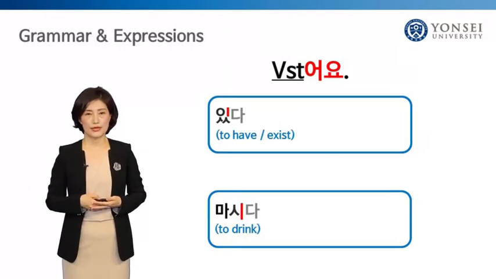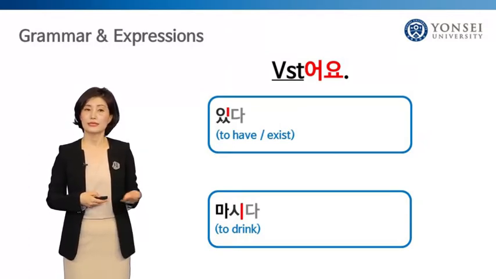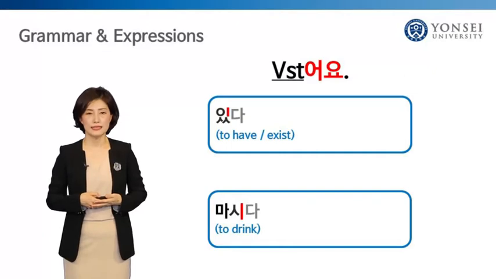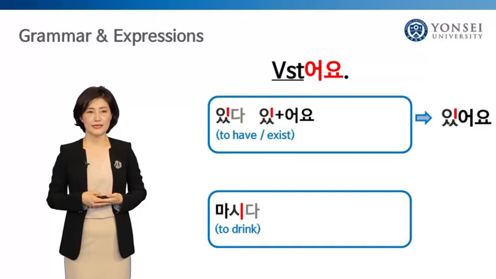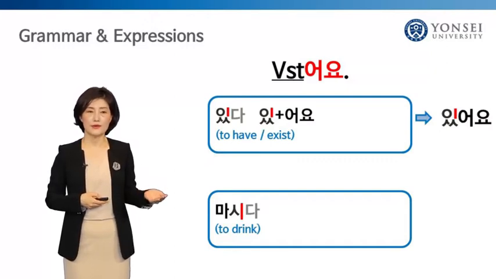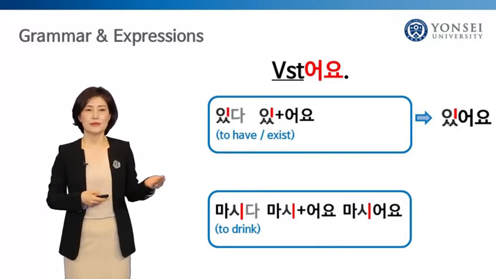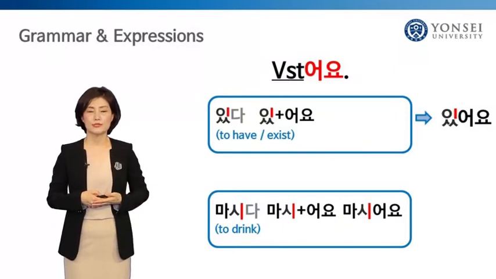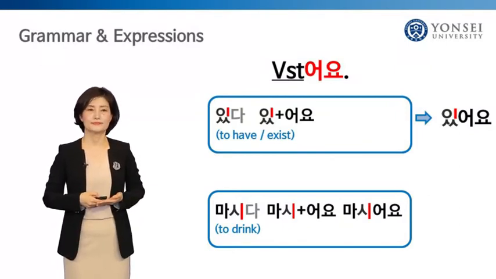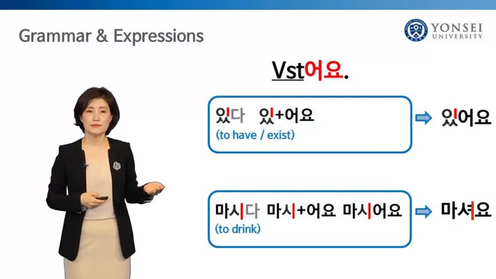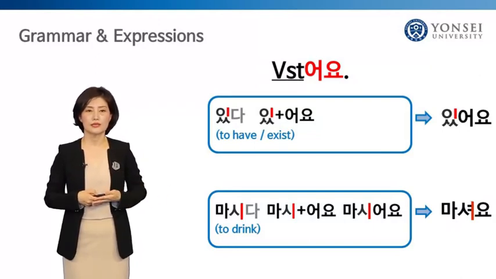Let's examine one more case that takes 어요. 있다, to have or to exist, and 마시다, to drink, have stems ending in 있 and 마시. 있다 becomes 있어요 by putting 어요 after the verb stem 있. The verb stem 마시 in 마시다 also takes 어요, so 마시다 becomes 마시어요. Finally, 시어 in 마시어요 is shortened, giving us 마셔요.